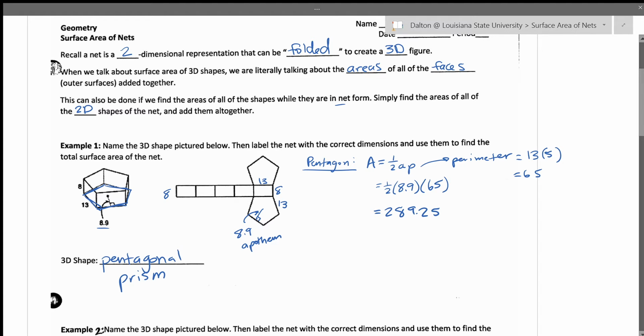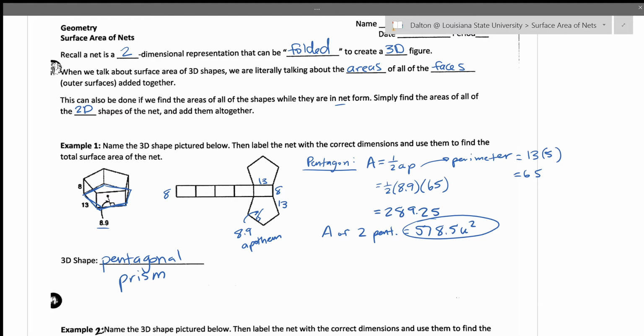I stress the word one because the net, or the 3D shape, has 2 pentagons. So when we find the area of 2 pentagons, we're going to multiply 289.25 times 2, and we'll get 578.5 units squared. That's the area of 2 pentagons. Now, that's not our final answer. That's the area of the pentagons.